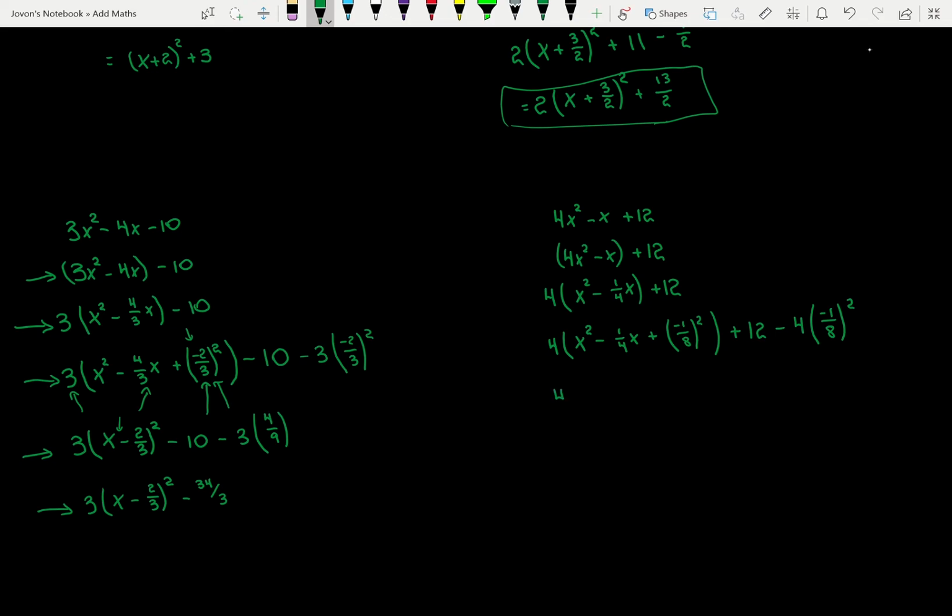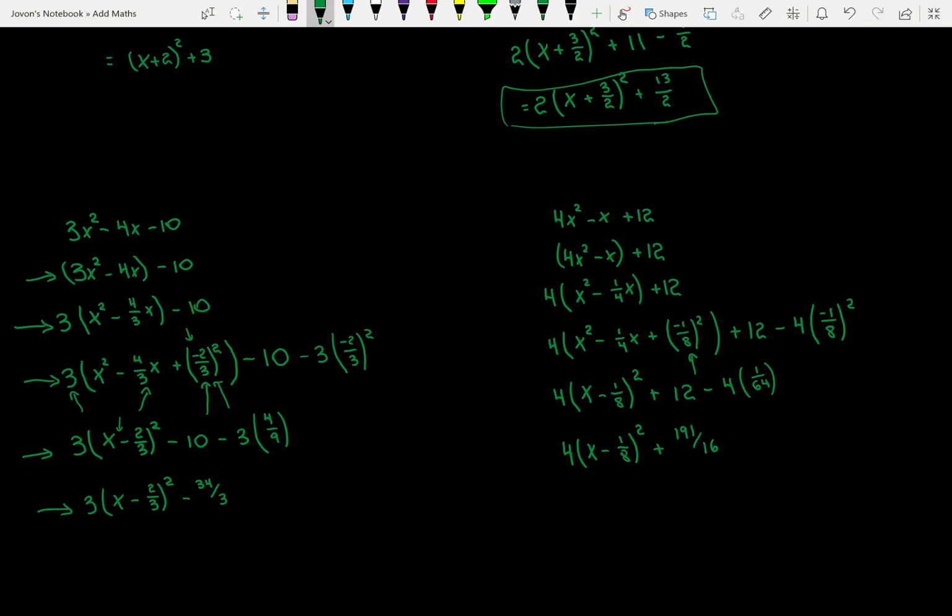Again, this simplifies to 4 into, remember, we take x and we look at this term here. When we want to know what to write after, we're looking at this: minus 1/8, and then we put all of this in squared. Remember, if we expand this out, we will get the same thing as above. Plus 12 minus 4 into 1/64, which becomes 4 into x minus 1/8 all squared, plus 191 over 16.